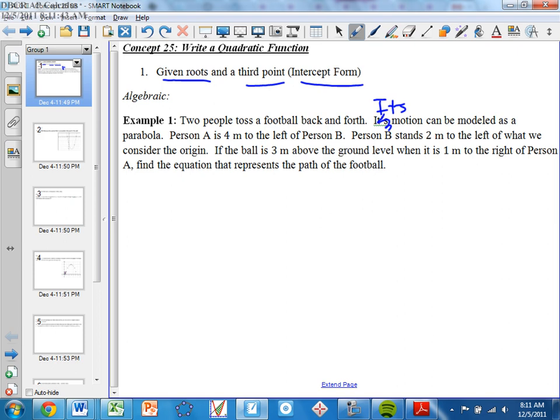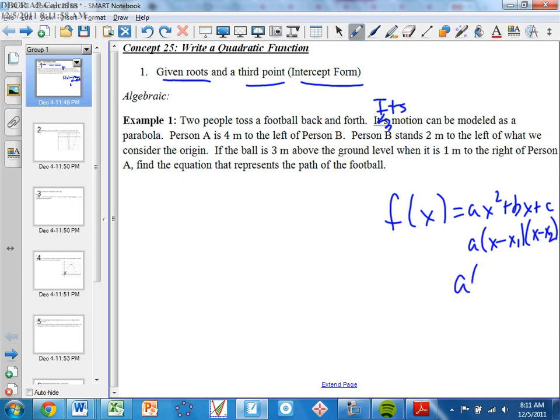So right away, we know our function. It could look like this. By the fact that it says it's a parabola, it could look like that. It could look like that. It could look like this. Why did I write down all 3 forms? It could be any of them. We don't have enough information yet to say that it's intercept form, even though that's this topic right now. But it could be any of them.